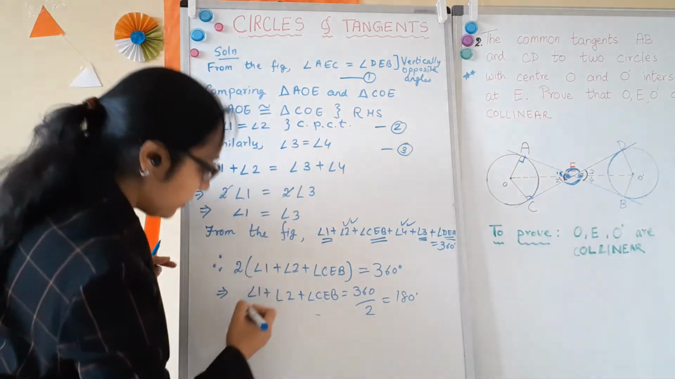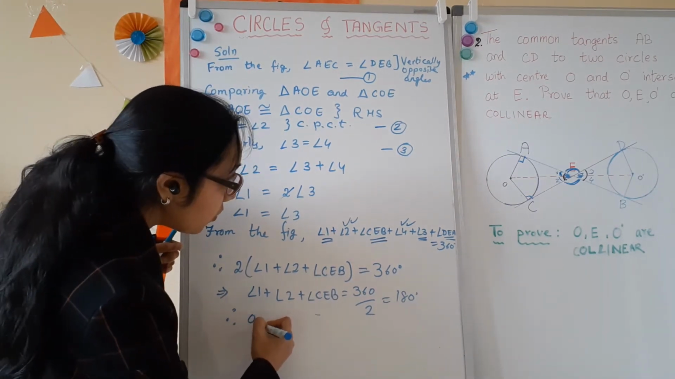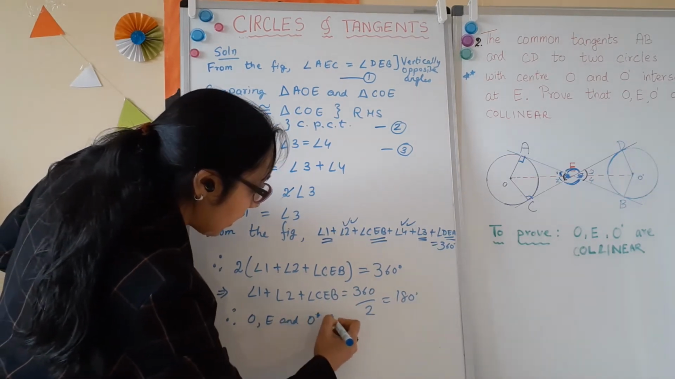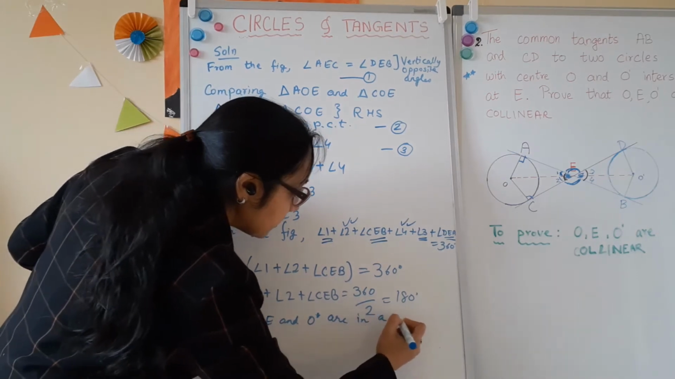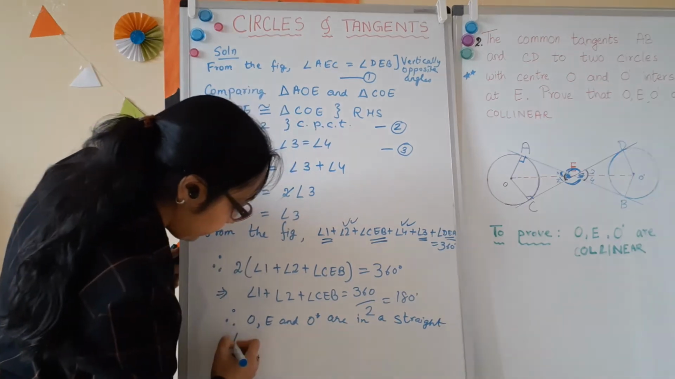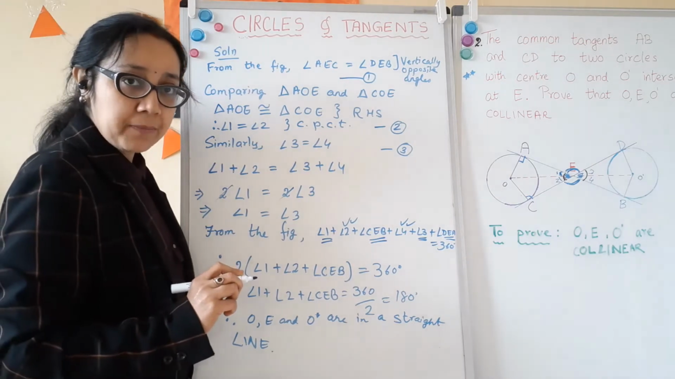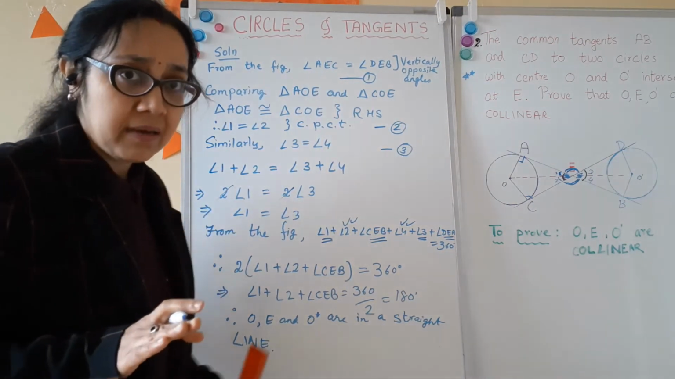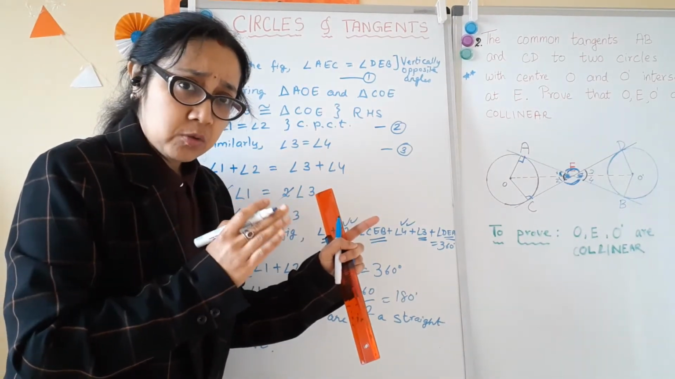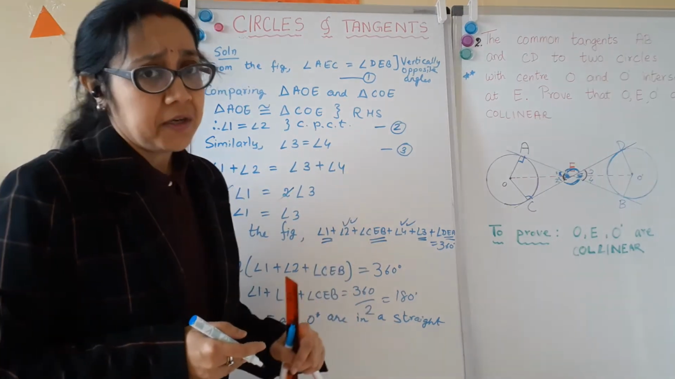So we can write, therefore, O, E and O prime are in a straight line. Okay, so this is how we have approached the problem. Disintegrate the problem and try to look into the figure very closely. You will be able to find it out. We have used very basic concepts and you will get 3 to 4 marks by solving it. Okay.